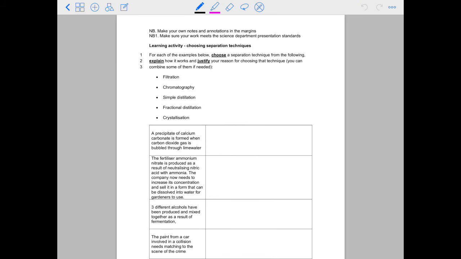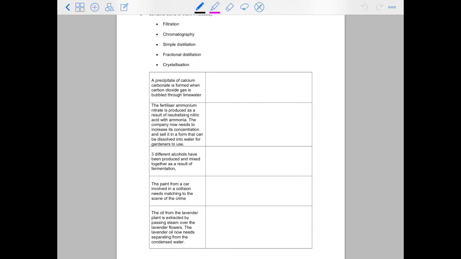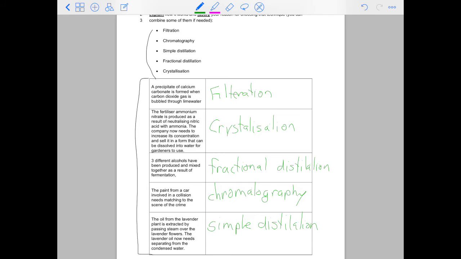So now that we've talked about all of those different types, there are 5 examples here and I'd like you to choose which of the 5 separation techniques would work best for each. Pause the video, give it a go, and we'll go over the answers in a minute. And here are the answers that you should have.